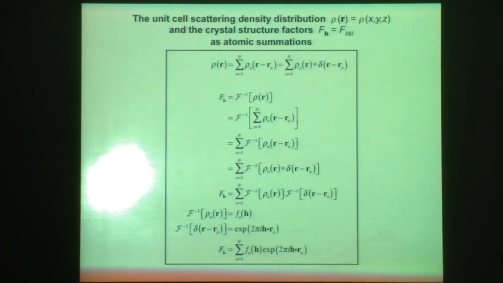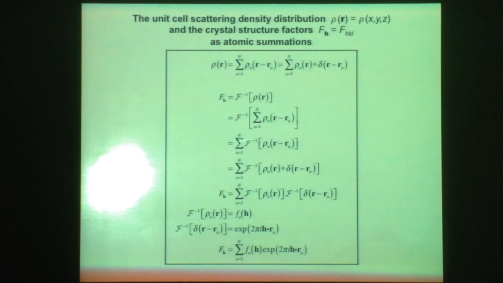Not the sum over the HKLs at this point. We're not doing a Fourier summation. We're just doing a summation over these atoms, each appropriately positioned. And the Fourier transform of a sum is the sum of the Fourier transforms. That's an interesting and valuable property of Fourier transformation, and it doesn't matter whether we're going from densities to structure factors or the other way around.